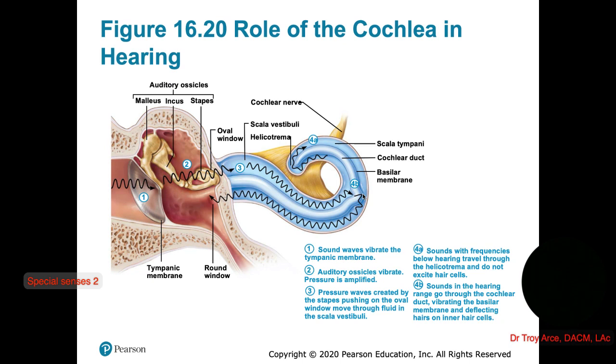So this would be a good slide to review the overall parts and pieces and the roles of the cochlea in hearing. And so it breaks it down pretty much word for word, and this is all you would need to answer maybe 2 questions out of this slide.